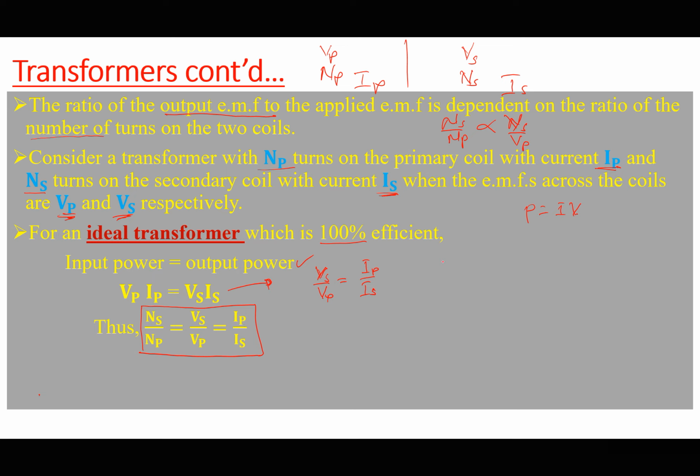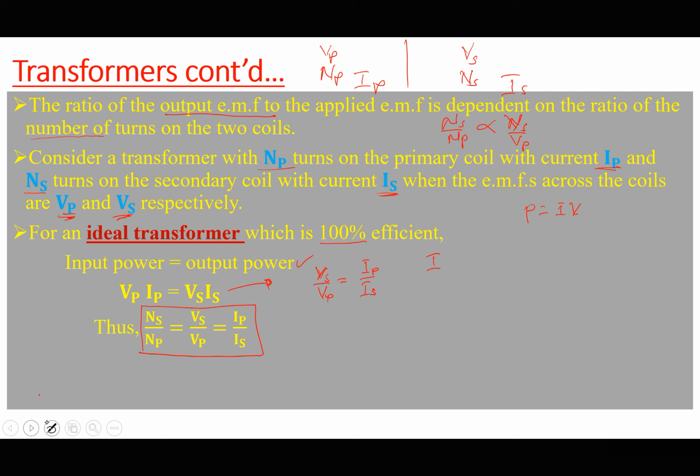So you notice that the current is inversely proportional. The current is inversely proportional here because the equation has been reversed. Vs over Vp is Ip over Is, but the number of turns in the secondary over number of turns in the primary is directly proportional to the voltage of the secondary over voltage of the primary.